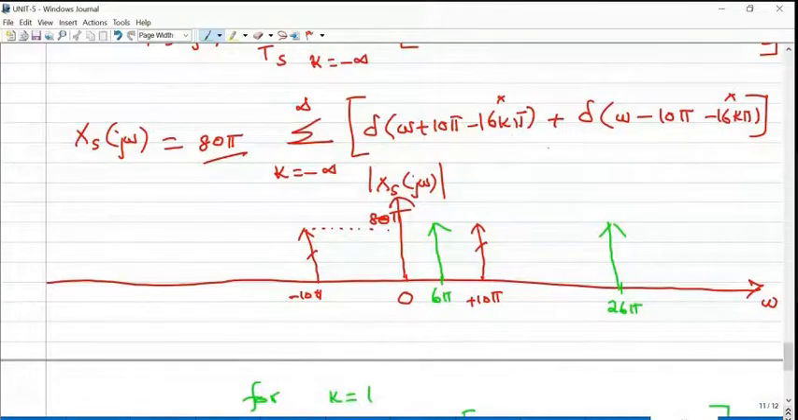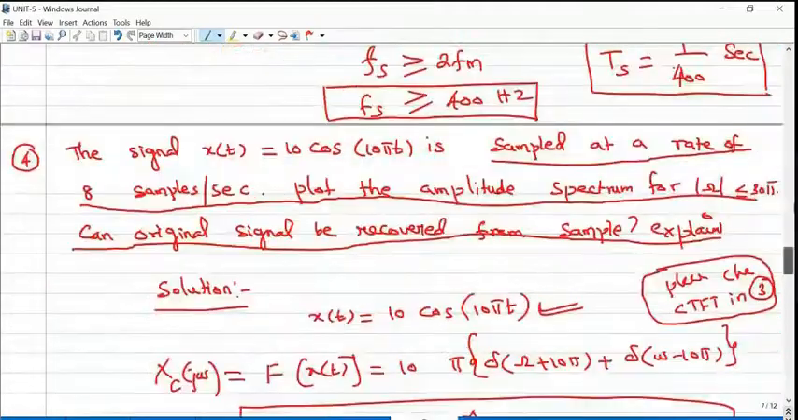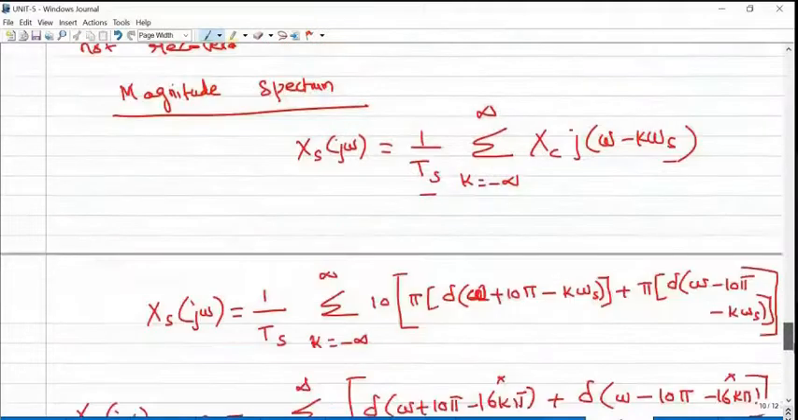Now if you try to plot k equal to 2, go for k equal to 2. What is your expression? You substitute k equal to 2: 2 into 16, 32. 32 minus 10, 22. No problem, this is less than 30π only. And if you substitute k equal to 2, 32 plus 10, 42. But in the problem, what they are asking is to plot the magnitude spectrum for ω less than or equal to 30π. So no need to go for k equal to 2.